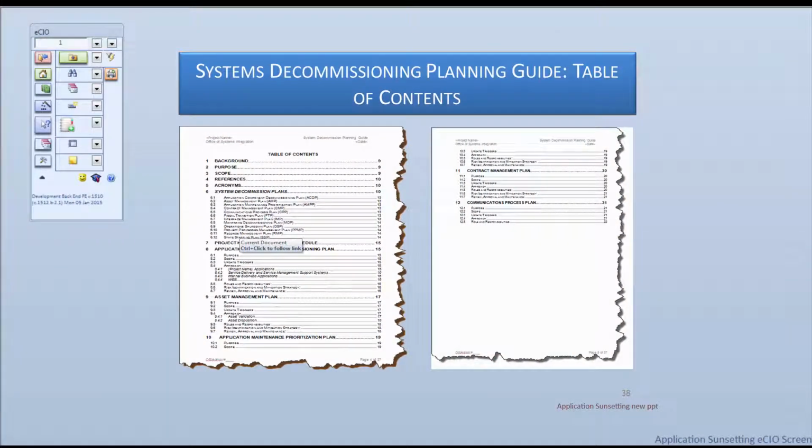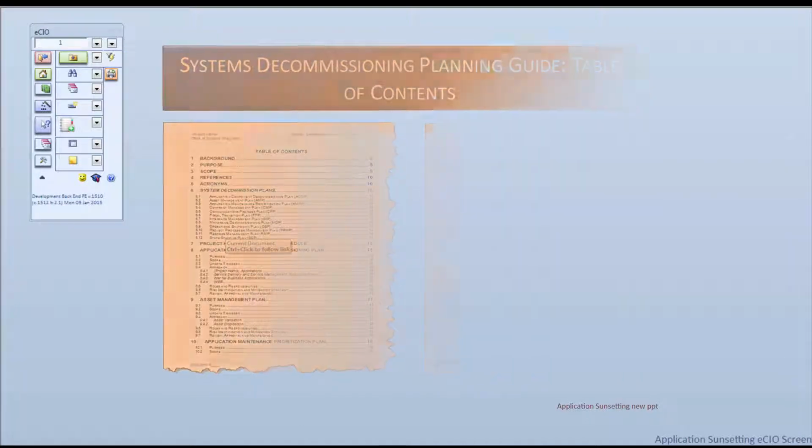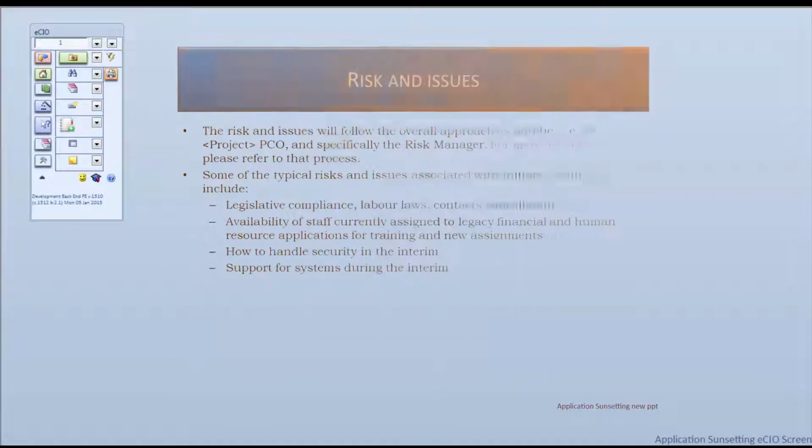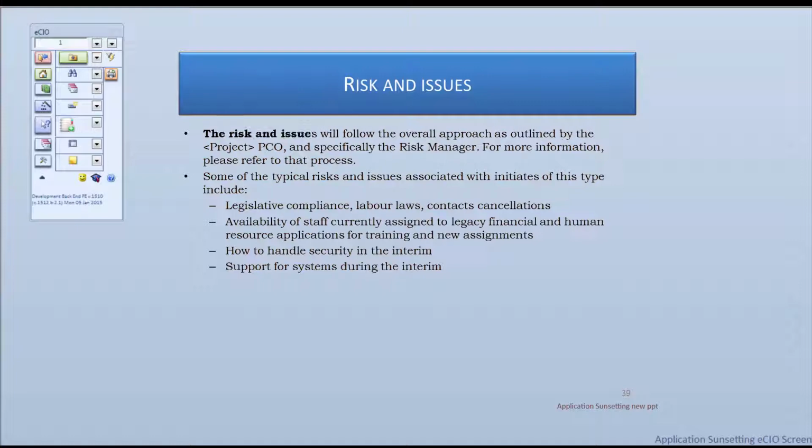This is a table of contents just for the planning guide. As you know, ECIO can probably track each one of those in the action items and do the follow-up with the orgs and the individuals responsible for the roles.